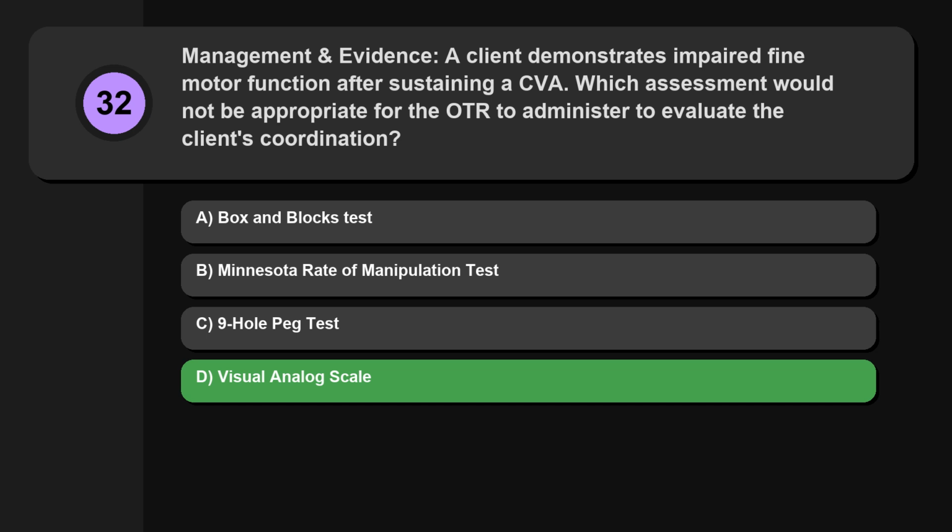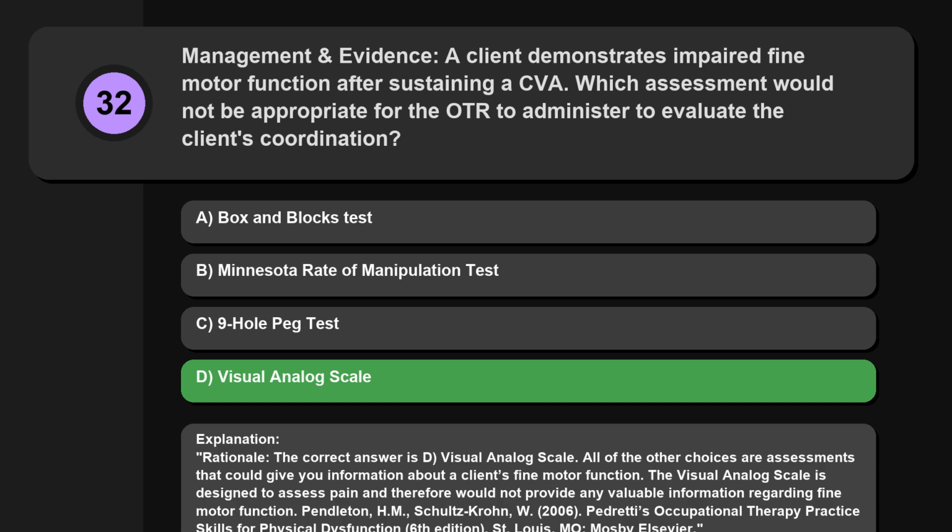Visual analog scale. Rationale. The correct answer is D. Visual analog scale. All of the other choices are assessments that could give you information about a client's fine motor function. The visual analog scale is designed to assess pain and therefore would not provide any valuable information regarding fine motor function. Pendleton, H.M., Schultz-Krohn, W., 2006. Pedretti's Occupational Therapy Practice Skills for Physical Dysfunction, 6th edition. St. Louis, Missouri, Mosby Elsevier.